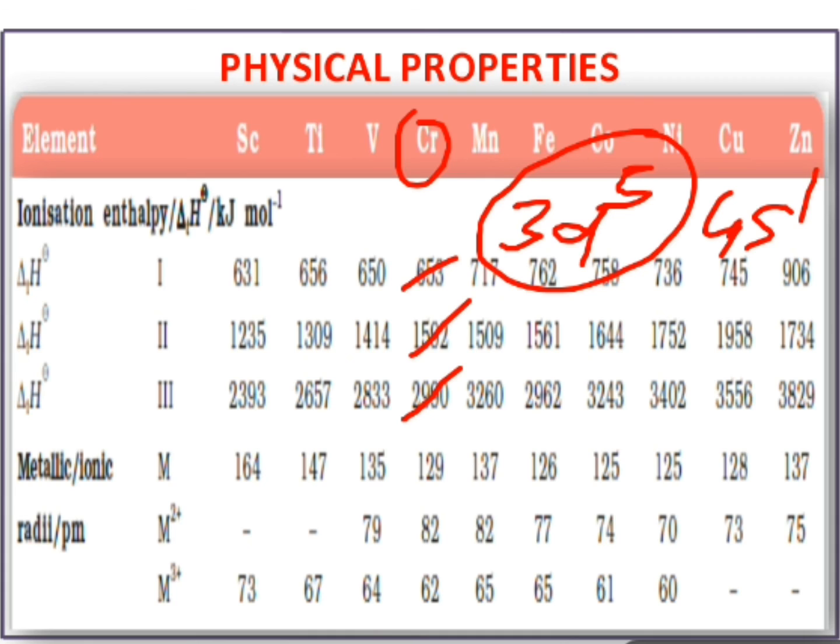Metallic radii, so you have seen metallic radii, ionic radii, you can see in this order.